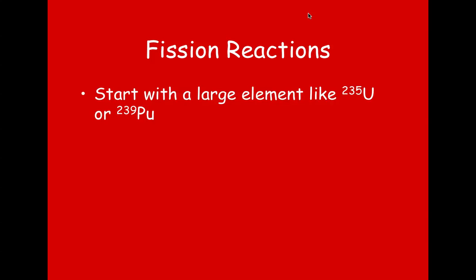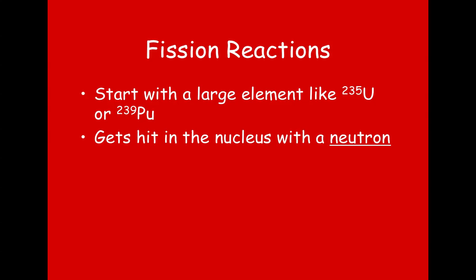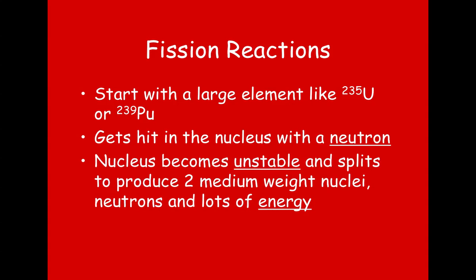So fission reactions, you start with a large element, like uranium-235 or plutonium-239. So not all elements are capable of undergoing fission, so you have to be very careful. For instance, not all atoms of uranium can undergo fission, and not all atoms of the element plutonium can undergo fission either. What happens is we start off hitting the nucleus with a neutron, and the neutron gets absorbed into the nucleus, causes it to become unstable, and the nucleus splits. So we get two smaller medium-weight nuclei, some extra neutrons, and lots of energy.